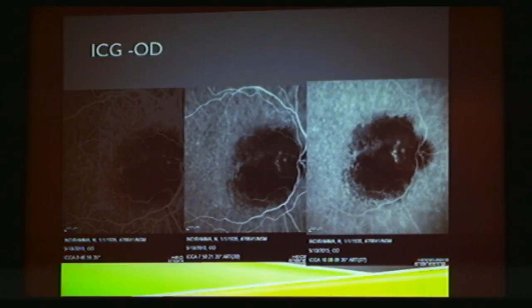So today, for diagnosis of PCV, ICG is the gold standard, and even for follow-up to see whether the polyps have regressed, whether they are active, whether there is recurrence, ICG is the gold standard. I don't think OCT angiography has yet replaced ICG as a tool for studying PCV as of now.